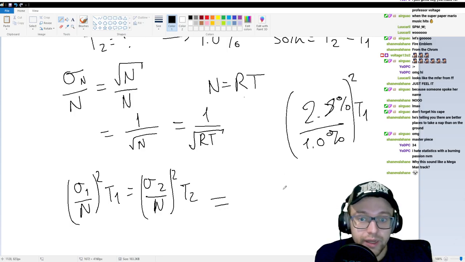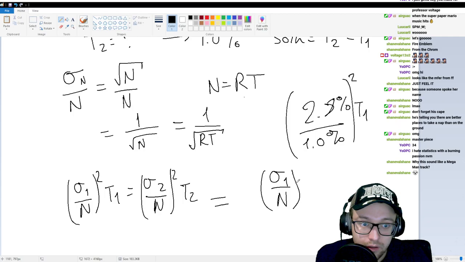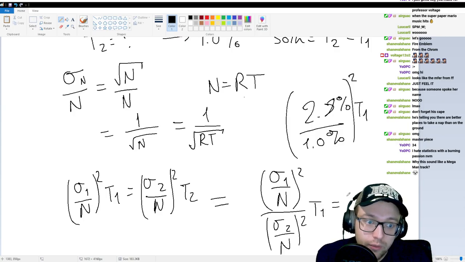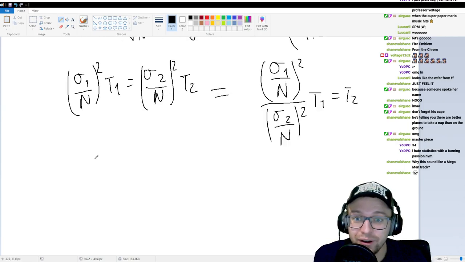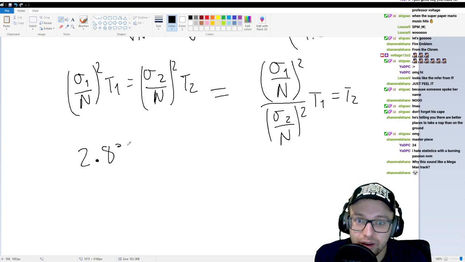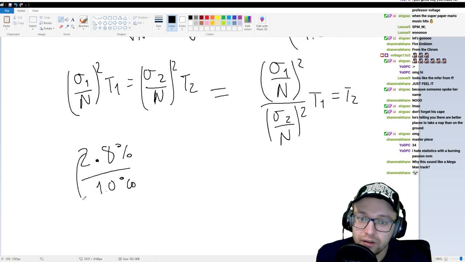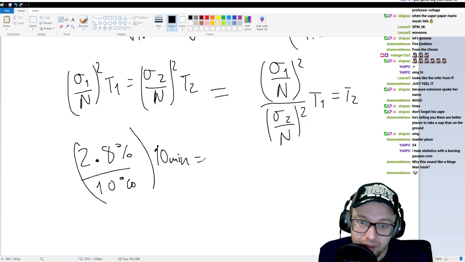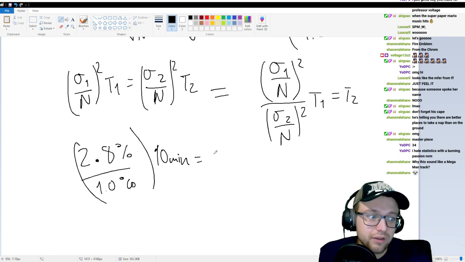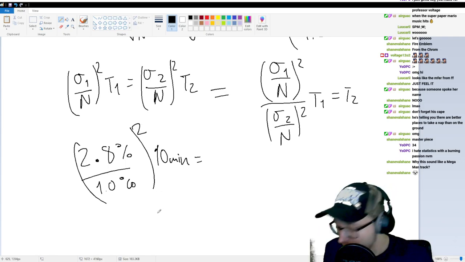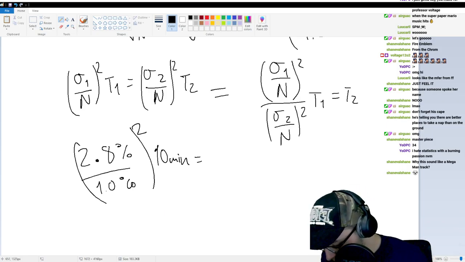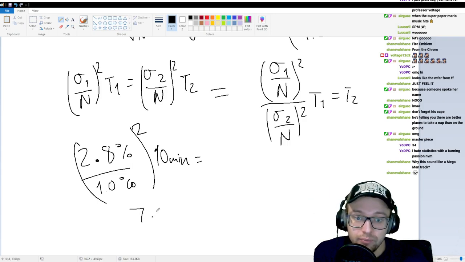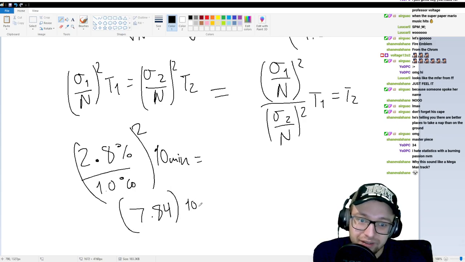So all we need to do is sigma 1 over n squared over sigma 2 over n squared times T1 equals T2. We know that this is just 2.8% over 1.0%, times 10 minutes. Squared, excuse me. So 2.8 over 1.0, and I'm not doing anything to that because it's just a ratio. So that squared is going to be 7.84 times 10 minutes.